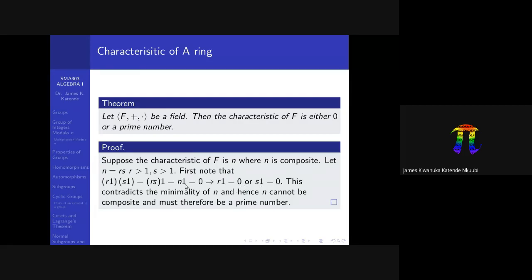This contradicts the fact that n is supposed to be the smallest number that works. So when you add 1 to itself n times, you should get 0. That contradiction means that n cannot be composite and therefore must be a prime number.